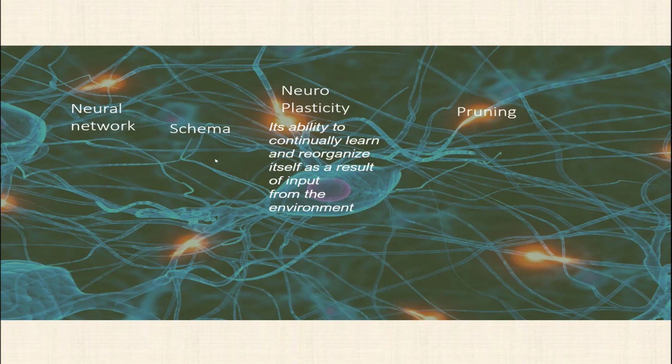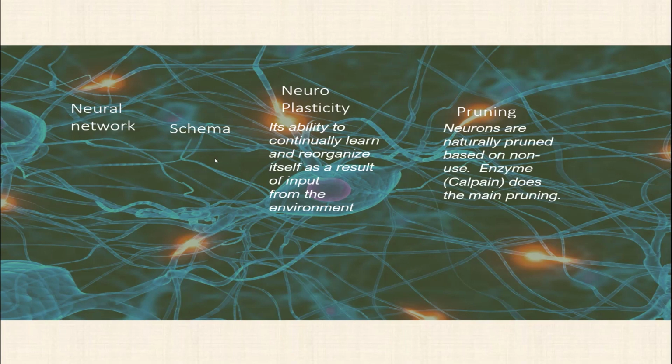And then also mention, but there is pruning, because you're going to learn a bunch of stuff. It's going to be in long-term memory. And when it's been in there for a long time, then the neurons that are associated with that learning are naturally pruned based on their non-use. There's a little enzyme called calpain that does this main pruning. But it's important to have pruning in learning, because some things don't need to be in there and they never get used, so it makes room for something new coming in if it gets pruned.